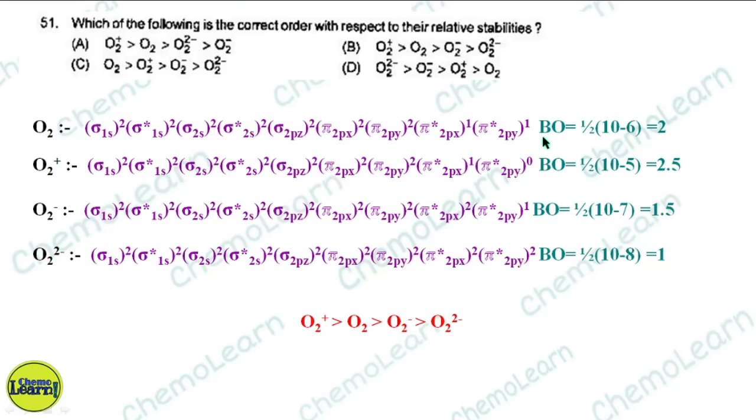The formula of bond order is half into Nb minus Na, number of bonding electrons minus number of anti-bonding electrons. So we will calculate Nb and Na and calculate bond order. For O2 bond order is 2, for O2 plus bond order is 2.5, for O2 minus it is 1.5, and for O2 2 minus it is 1. You know, the higher the bond order, the higher its stability. So from this value you can conclude that O2 plus, which has the highest bond order value, is the most stable one, and then O2, then O2 minus, and then O2 2 minus.